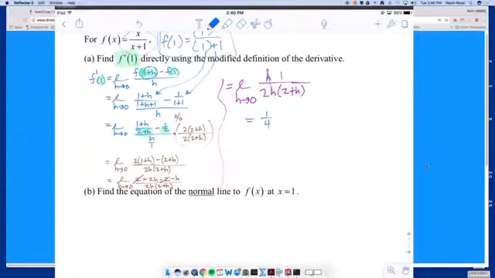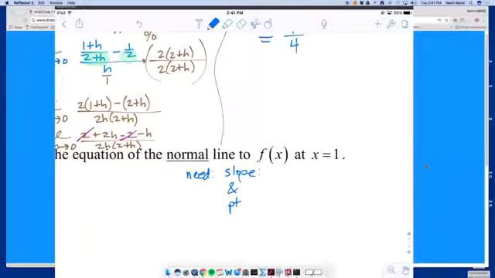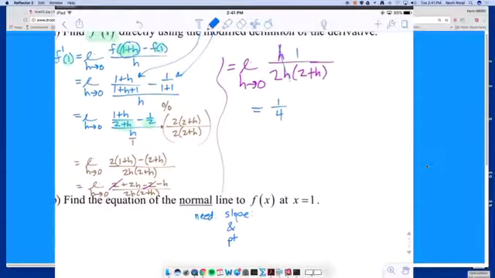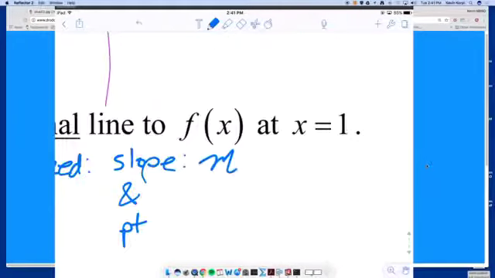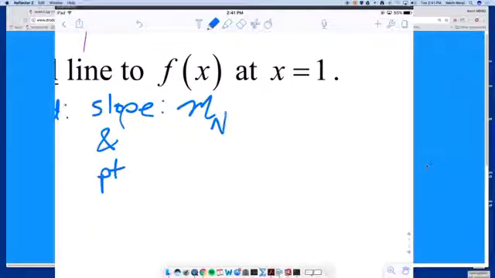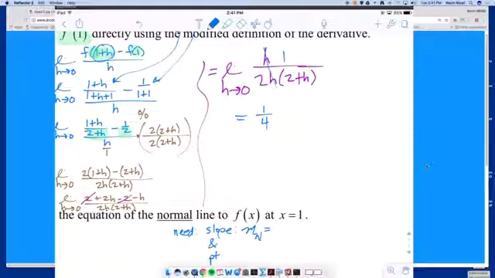Now part B, it's going to ask you to find the equation of the normal line. It didn't even want the tangent line. It just wants the normal line. So again, what do we need for the equation of a line, just in general? Slope and a point, right? You need slope and a point. The slope of the normal line is going to be related to the tangent line slope how? It's perpendicular, so instead of calling it m, I'm going to call it m sub n for the normal slope. If the slope of the tangent line at 1 was 1/4, what would be the normal slope then at the same place? -4. Good. The opposite reciprocal.